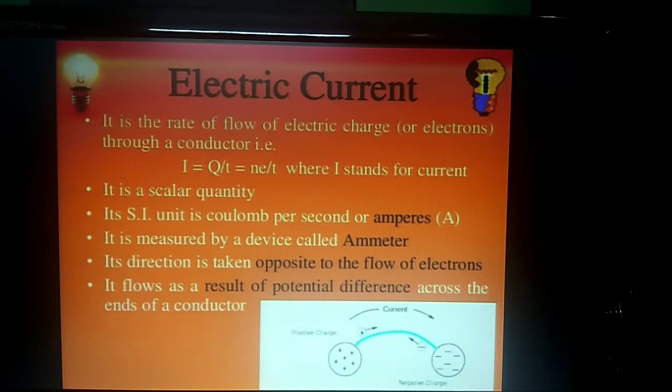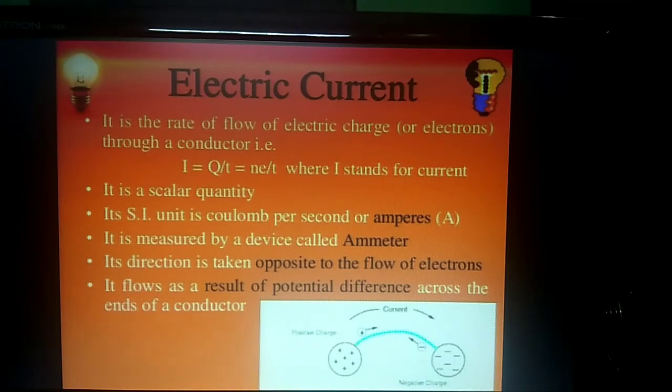It is designated by capital I, and as we know that charge is designated by Q, mathematically electric current is equal to the ratio of charge to time, that is Q by T. Since Q is equal to NE, I is equal to NE by T, where I stands for current. It is a scalar quantity. Its SI unit is coulombs per second or ampere.